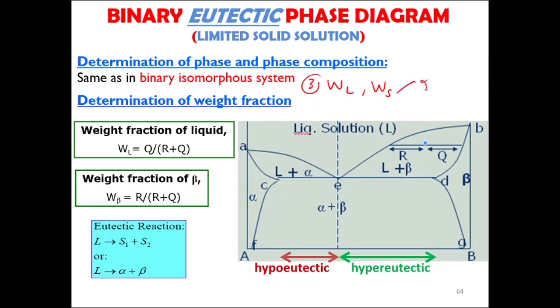For the third step, we need to find the weight fraction of liquid and weight fraction of solid. Solid can be alpha or beta for this case. To find the weight fraction, you need to use the lever rule. For example, to find the weight fraction of liquid at this point, you need to calculate this length, denoted as Q over here, divided by the overall length, denoted as R plus Q. To find the weight fraction of liquid, we use this Q line because we use the lever rule. The line we use is the line until it meets the solidus line.